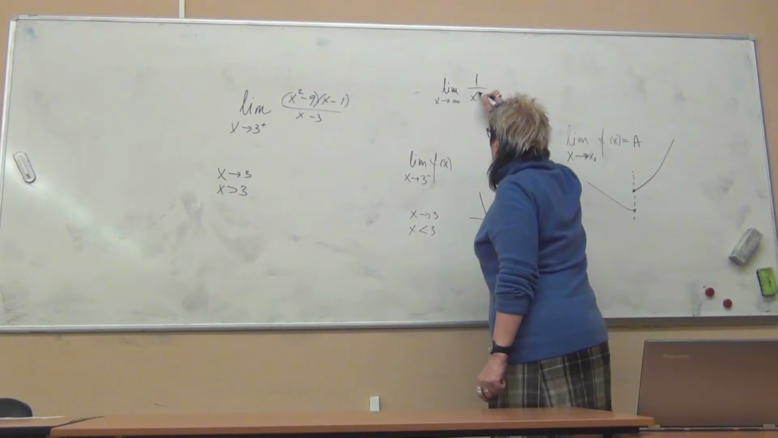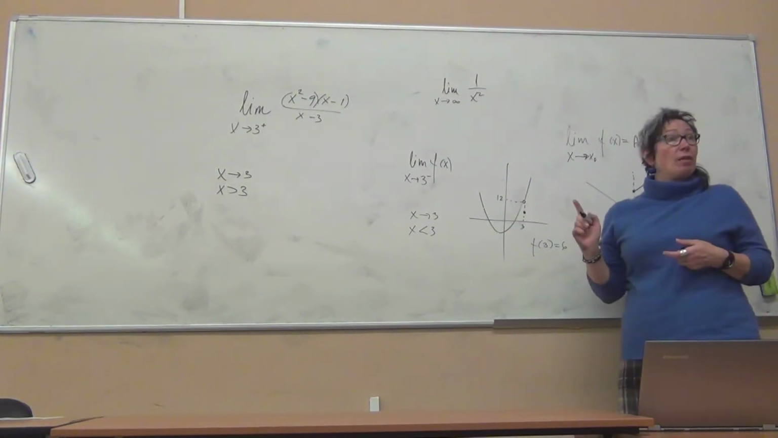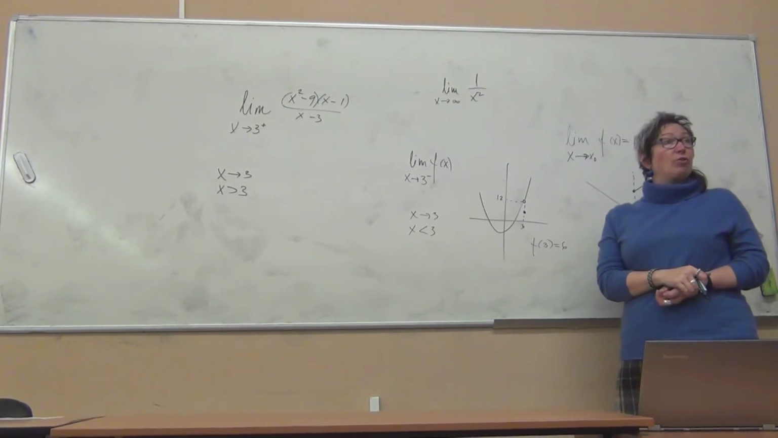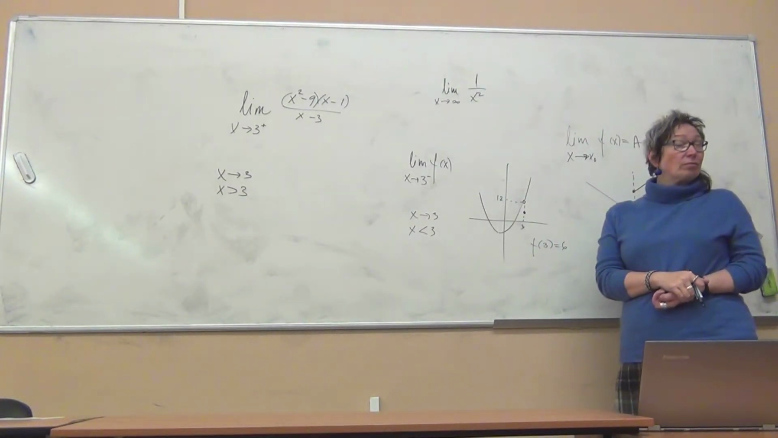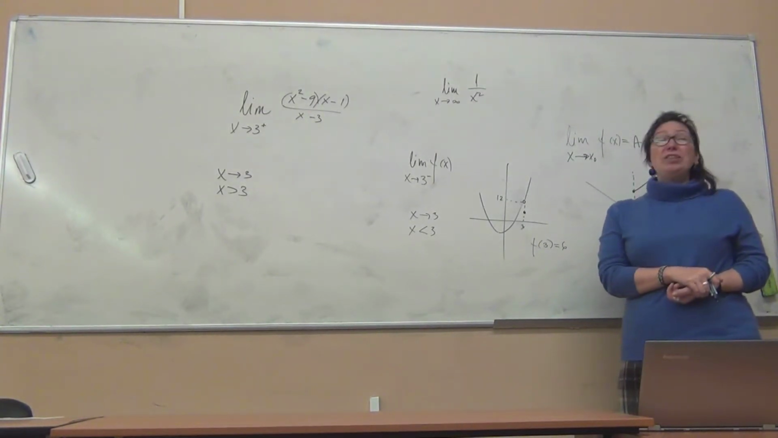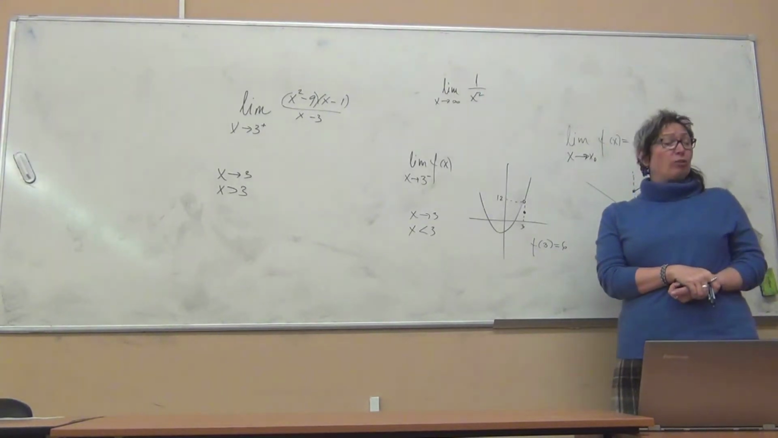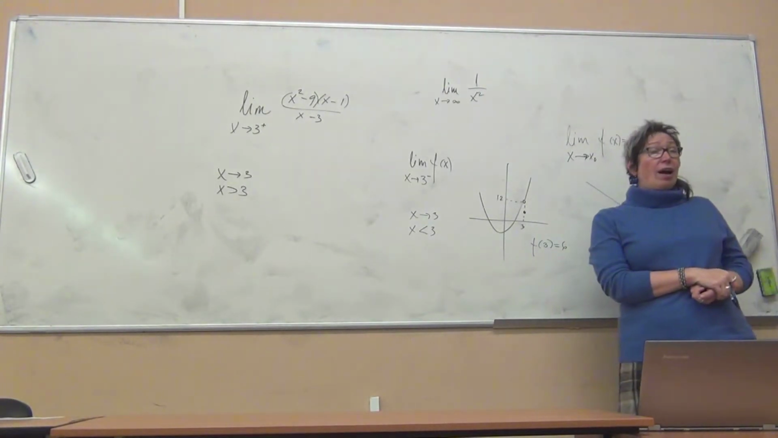For example, if we have a function 1 over x squared, if x tends to infinity, what do you think the function value tends to? To infinity. What does it mean x tends to infinity? Tends to 0. The function value tends to 0, yes.